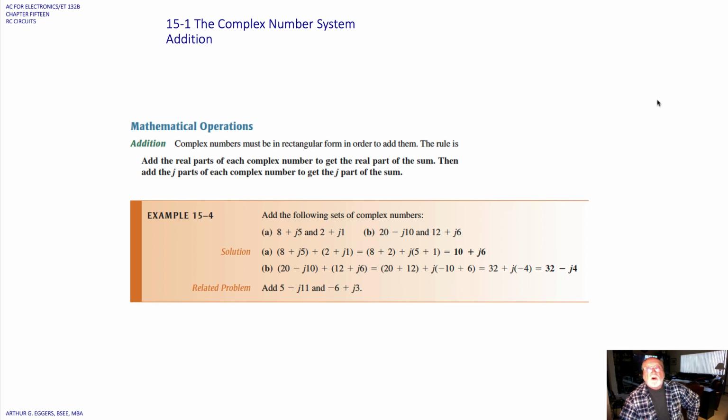When we come back, we're going to look at handling mathematical operations. What if we want to combine complex numbers together, both polar and rectangular? Well, there are rules, and there are easy ways and hard ways to do it. So the first thing we're going to look at when we come back is how do we add complex numbers together in rectangular form.